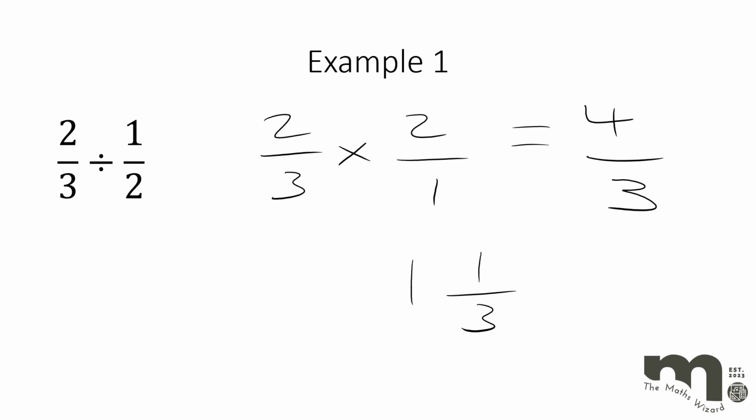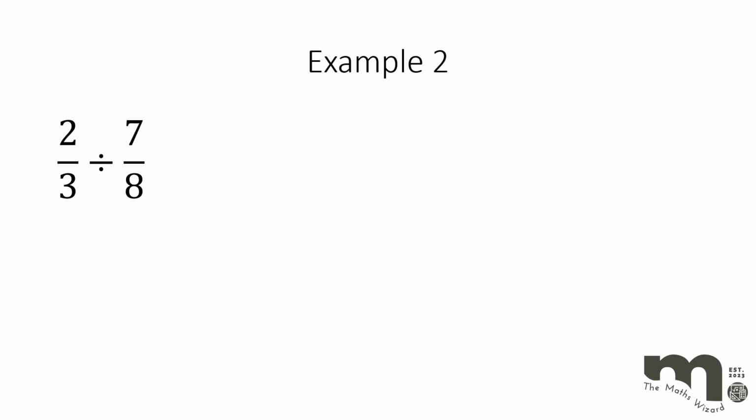Okay, let's have a look at another one. So this time we've got 2/3 divided by 7/8. Okay, if we have a look at this then, so you've got 2/3 to start with. We'll keep that as it is. We'll flip this fraction around. So we've got 8 over 7. And then we're going to divide.